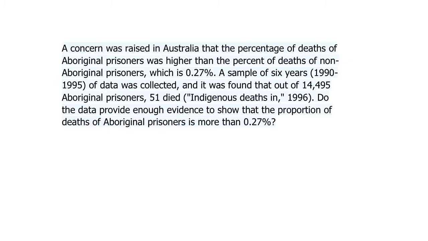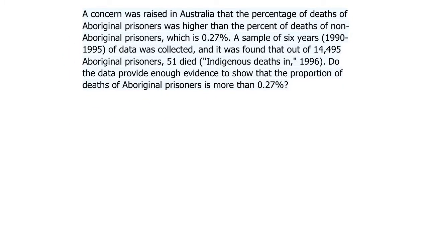So a concern was raised in Australia that the percentage of deaths of Aboriginal prisoners was higher than the percentage of deaths of non-Aboriginal prisoners, which is 0.27%. A sample of 6 years of data was collected, and it was found that out of 14,495 Aboriginal prisoners, 51 died. Do the data provide enough evidence to show that the proportion of deaths of Aboriginal prisoners is more than 0.27?